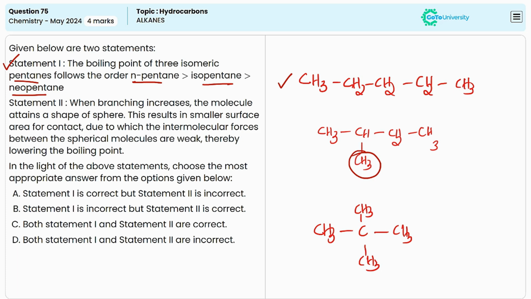This is also correct because when branching is increasing, the molecule attains the shape of a sphere. This results in a smaller surface area for contact. Due to this, the intermolecular forces between the spherical molecules are weak, so their boiling point decreases. So both these statements are correct. Option C is the right answer.